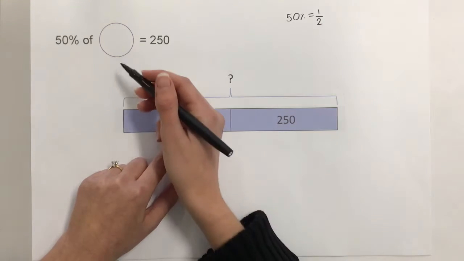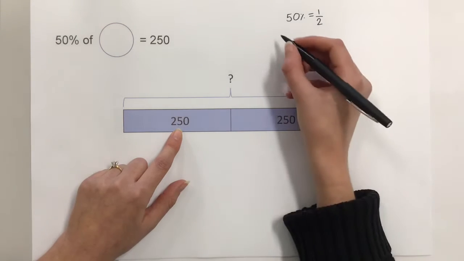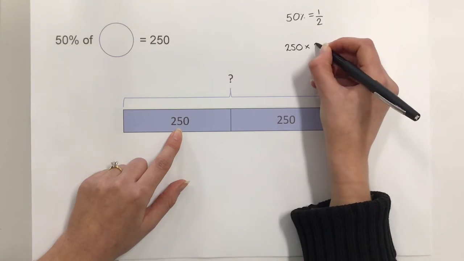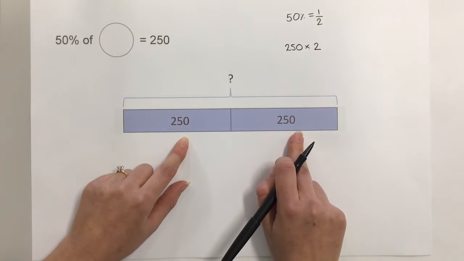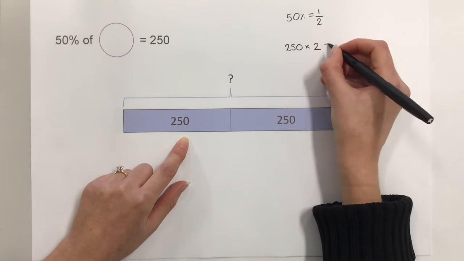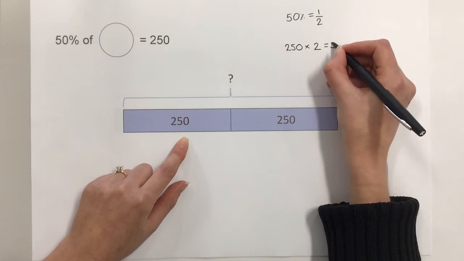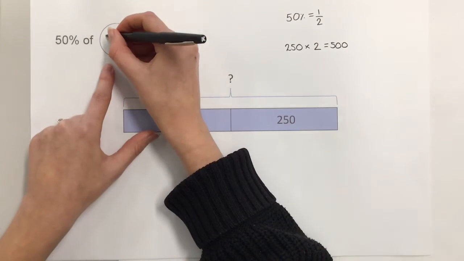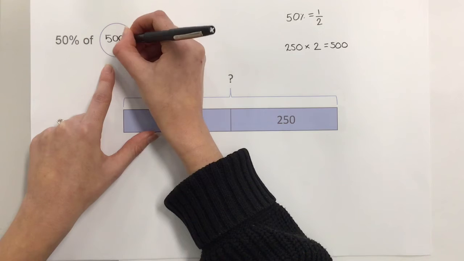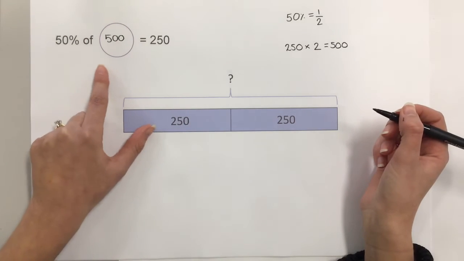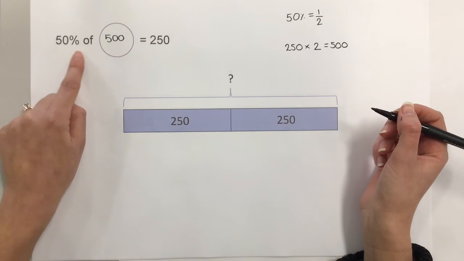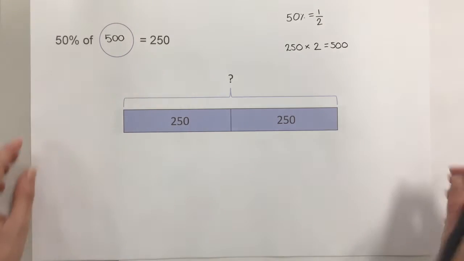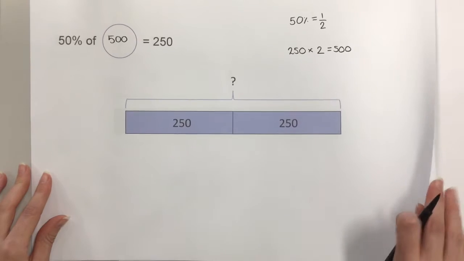So to work out my missing number here, all I need to do is 250 multiplied by 2, because those two numbers together complete my whole. Okay, so 250 multiplied by 2 equals 500. Okay, so in this scenario, 500 is my missing number. So let's read that through again. 50% of 500 equals 250. Yeah, that sounds about right. Okay, let's try another one.